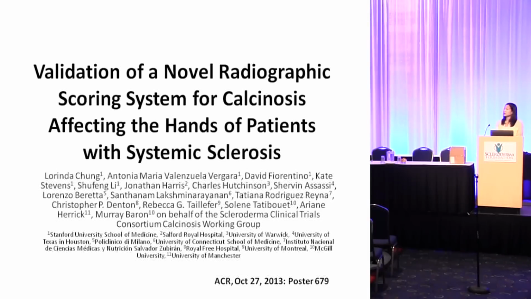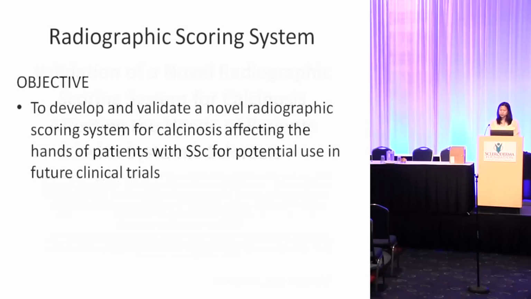You also want to make sure that the outcome measure is reproducible. So if I measure it today and the lesion doesn't change in 2 weeks, when I measure it in 2 weeks, the measure should be the same. And that's called intra-rater reliability. So I just want to introduce these background terms and let you know that this study is the development of a new radiographic scoring system for calcinosis. So hopefully we'll be able to actually start doing some clinical trials for drugs for this indication.